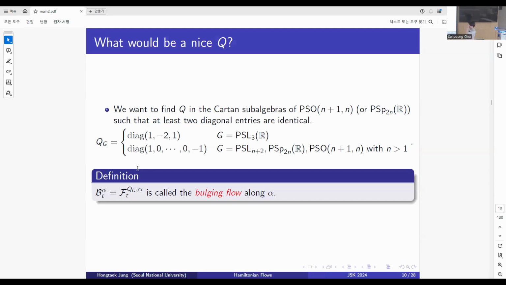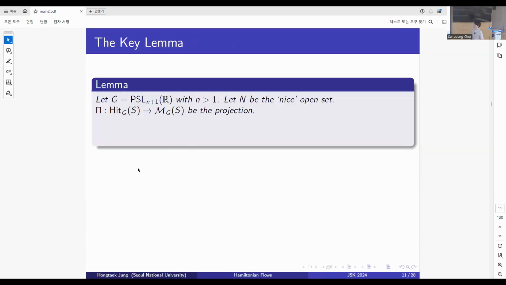All right, then the Goldman flow along alpha by this particular Cartan subalgebra element will be called the bulging flow along alpha. You simply denote it by this fancy B with Q and T. This is the nice Q, and I defined the nice N. And here's the key lemma for our main theorem. This is a good time to ask a question if you have any.